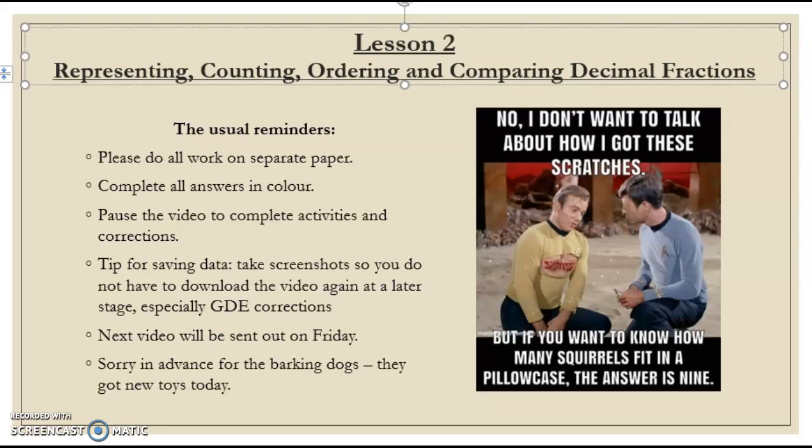Welcome to Lesson 2, Grade 6's. Today we're looking at representing, counting, ordering, and comparing decimal fractions.